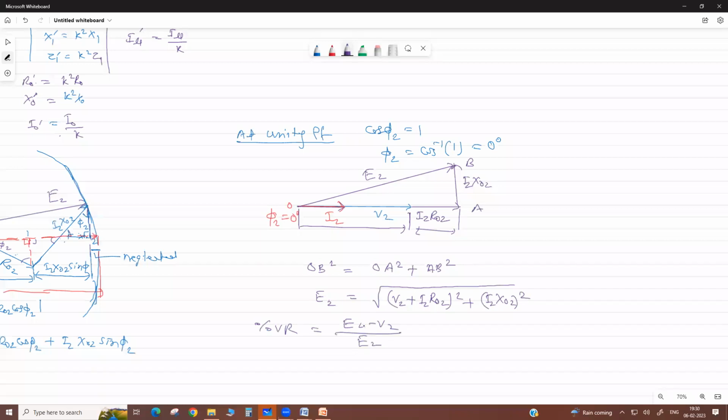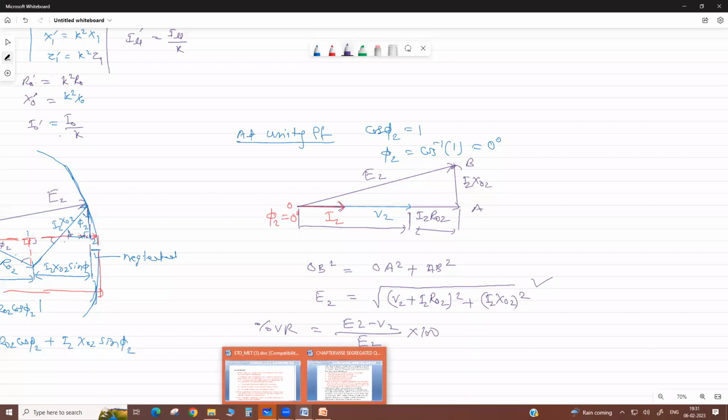This is your voltage regulation at unity power factor. This equation will change. Any doubt? If someone gives a question with your circuit parameters and asks for the voltage regulation, you can solve it. Why do I explain all these things? Because they can ask a question. The last time, a question was asked in your exam based on this.